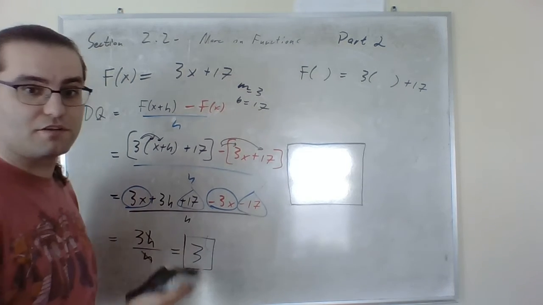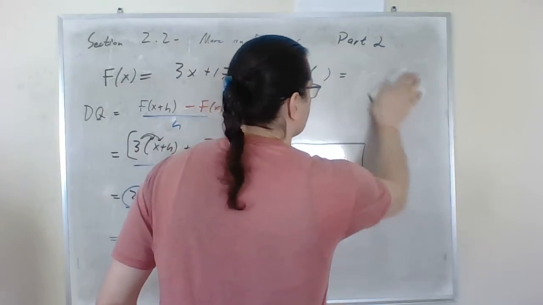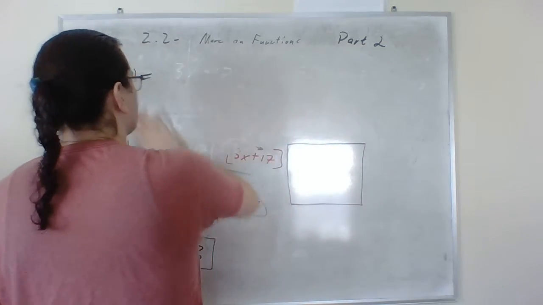So I'm going to do another difference quotient, starting with a slightly more interesting function, so that you have another example of how to do this and what it looks like.